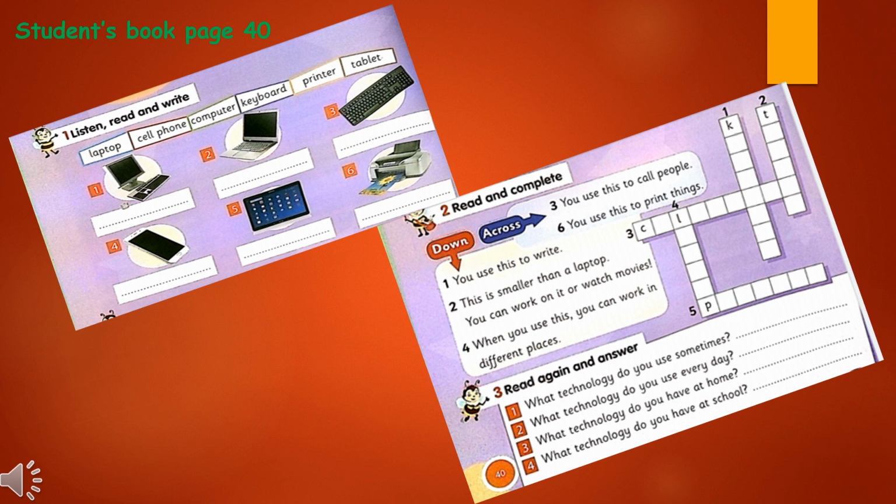Now, this part you are going to answer on your own. Number 1, what technology do you use sometimes? Sometimes, not every day. You only use it once every week, for example. Okay? The answers will vary. Each one of us is not like the other one. So you are going to write it on your own.